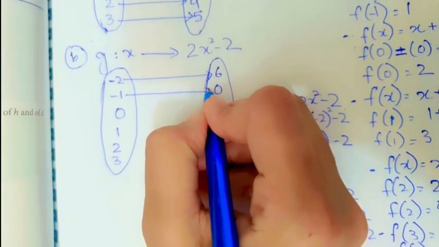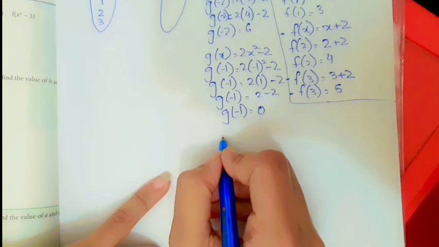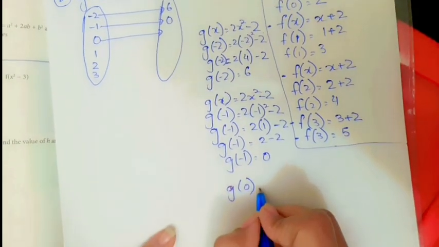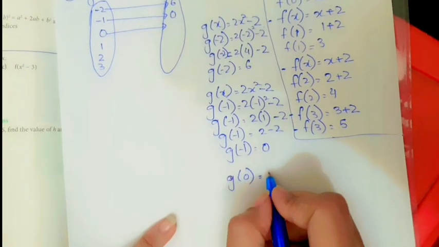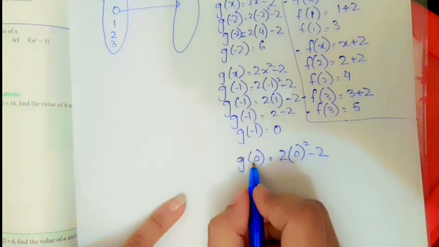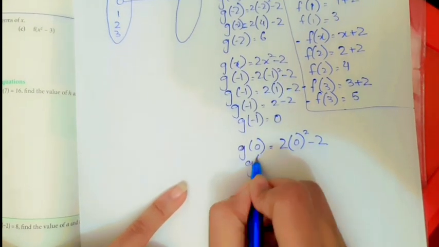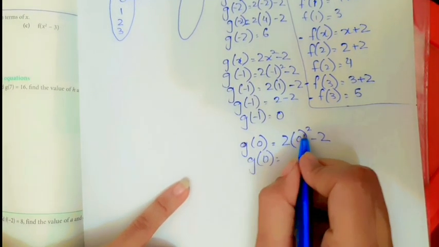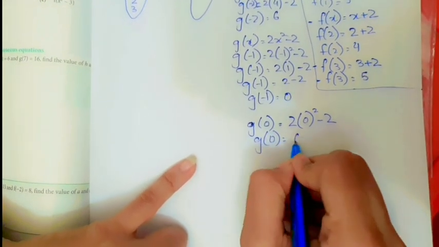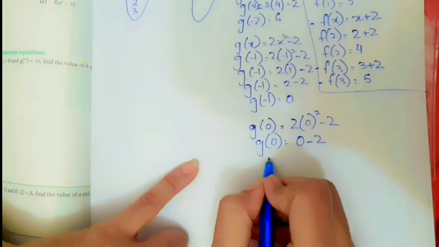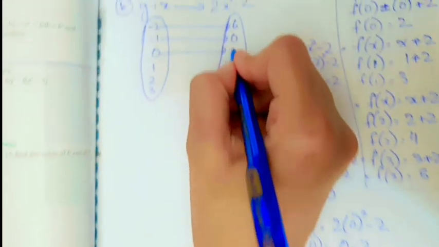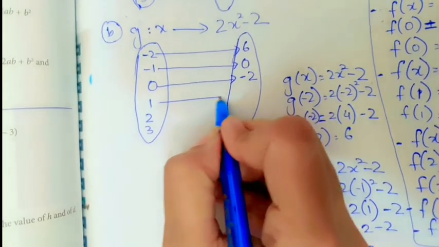This is the image of -1. Now my third domain is 0, g(0). Now I'm not writing the formula, I'm doing it directly. 2(0)² - 2, I am writing 0 in place of x. The square of 0 is 0, and multiplied by 2 is again 0, so I am writing directly 0 - 2, and g(0) = -2. The image of 0 is -2.